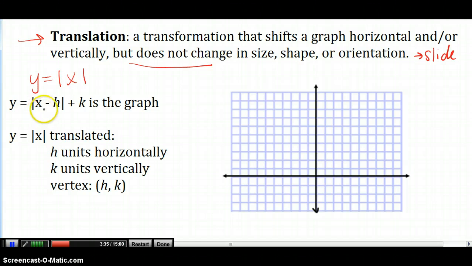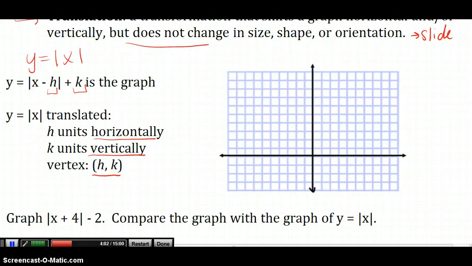If we're shifting it, we're going to add 2 new numbers, an h and a k. H and k stand for 2 numbers. You're just going to put 2 numbers in there. H is how many units it's shifted horizontally. K is how many units it's shifted vertically. And the new vertex, or where the point is on your V, is going to be (h, k). So let's throw some actual numbers in here instead of just these h's and k's.